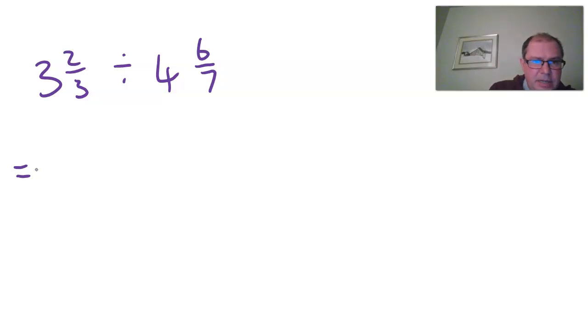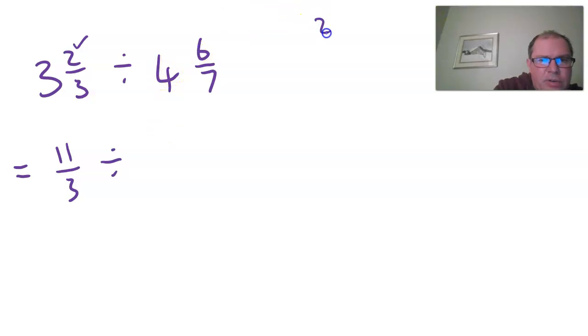Okay, let's go through it and see if you got it right. So 3 is 9 thirds, add 2 thirds is 11 thirds. Just check it. 3 goes into 11, 3 times, remainder 2, yep. Divided by 4 6/7. 7, 14, 21, 28. So 4 I know is 28 over 7. And then I've got the 6 sevenths. And so 28 add 6 is 34 sevenths.